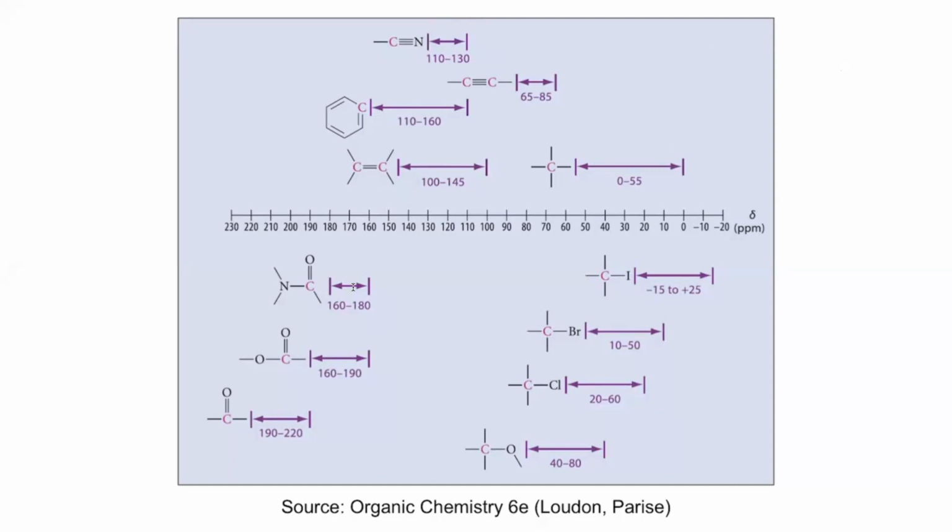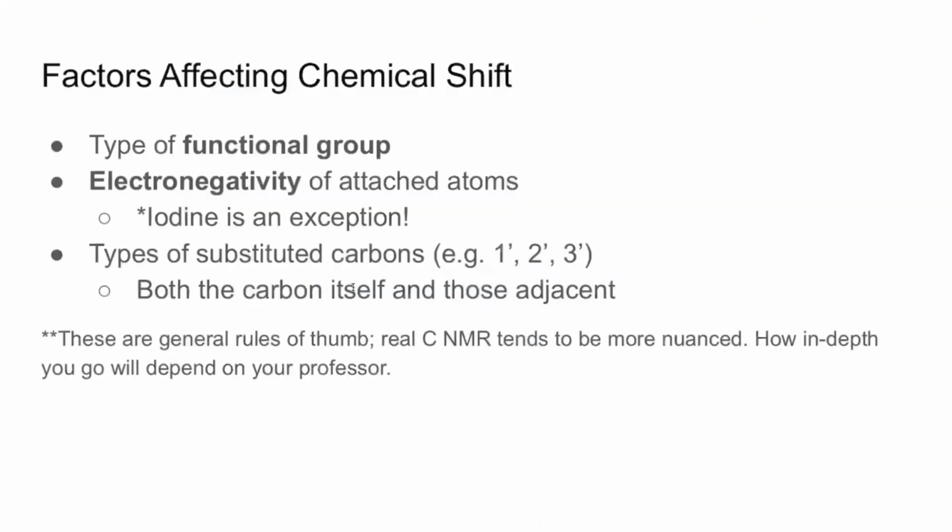Doesn't really matter to us which one you use, but do be familiar with whatever one your professor uses when you actually teach this course. All right. And so now I'm going to get into some of the factors that affect chemical shift. So remember, like Jennifer said, chemical shift is generally going to be the most important thing we're looking for when we look at a C13 NMR.